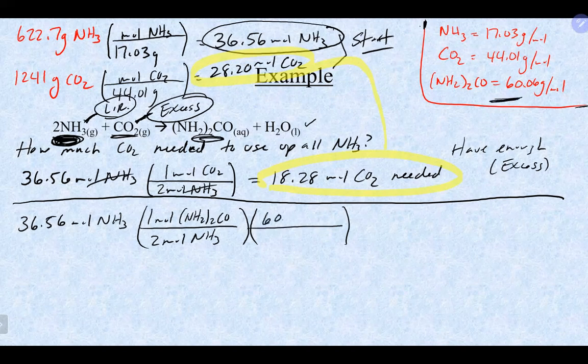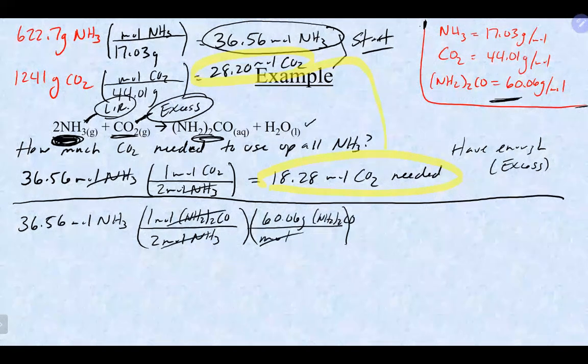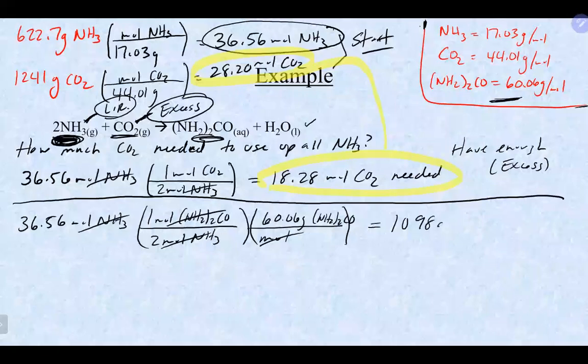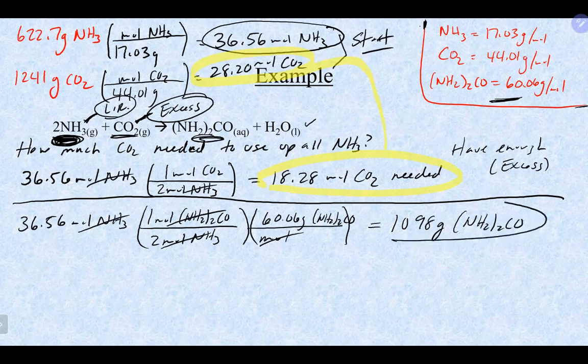And that would be 60.06 grams of our product per mole. Moles of NH3 cancel. So we're basically taking 36.56 times 60.06 and dividing by 2, looks like. And it looks like it gets us something in the ballpark of 1098 grams of NH2CONH2. And again, since that is a product and based off of the equation, that would be our theoretical yield in this case. Any questions on that?